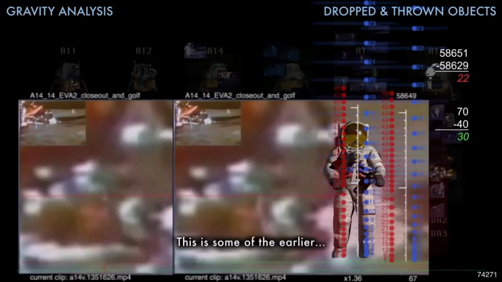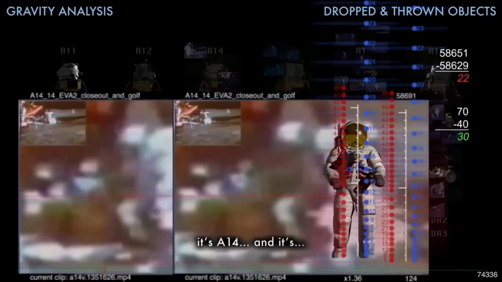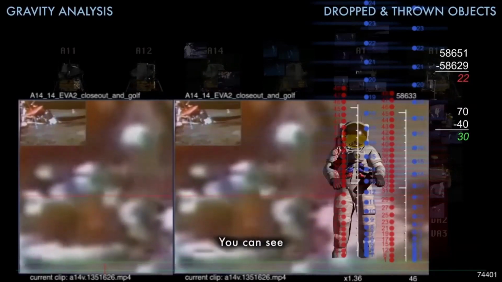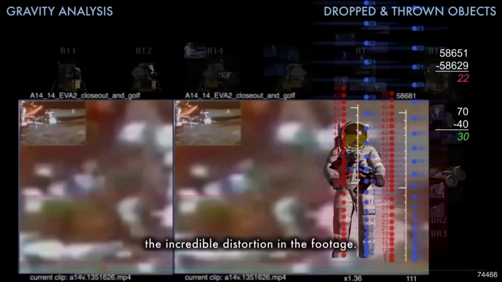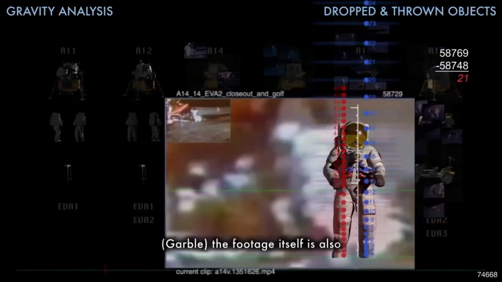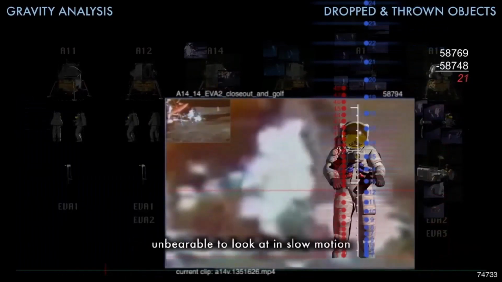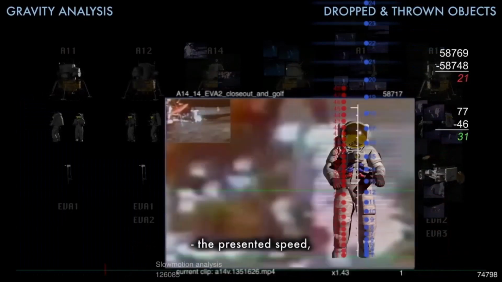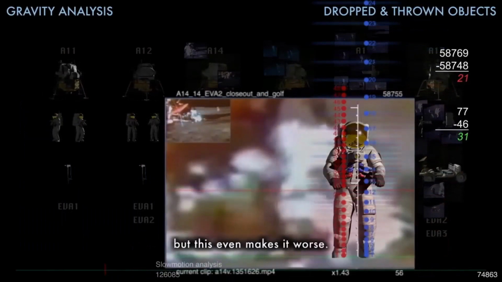Here you see them side by side, here are some of the earlier ones. It's Apollo 14. You can see the incredible distortion in the footage. It's really incredible how they tried to hide. The footage itself is also unbearable to look at in slow motion at the presented speed, and this even makes it worse.